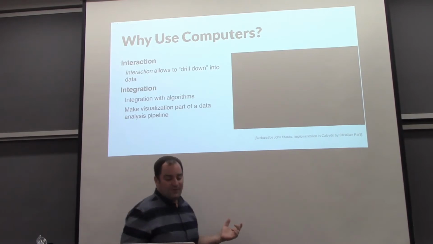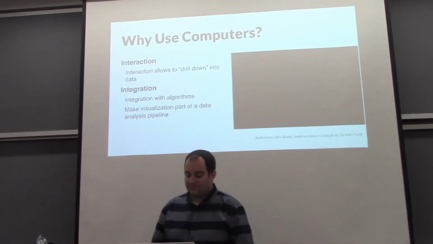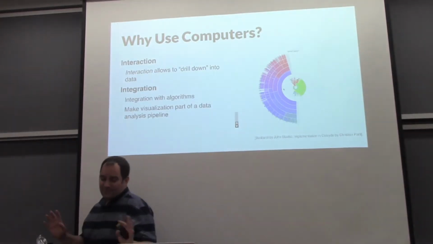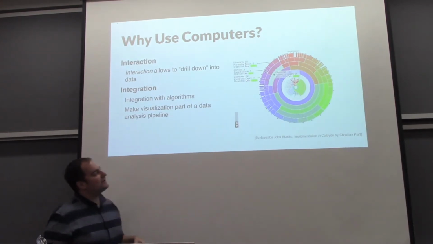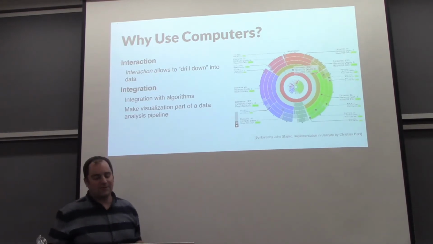And then a very important part is interaction. Interaction allows us to drill down into the data. Here is a short video, and it's not as important what this is actually showing. It shows us a hierarchy. In this case, it's a technique called sunburst. We'll be talking about this more in detail.